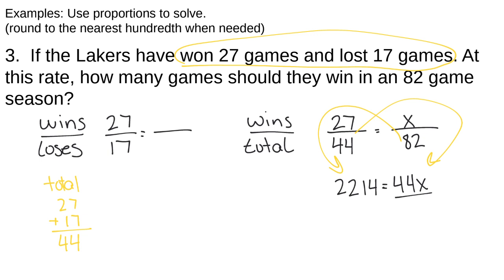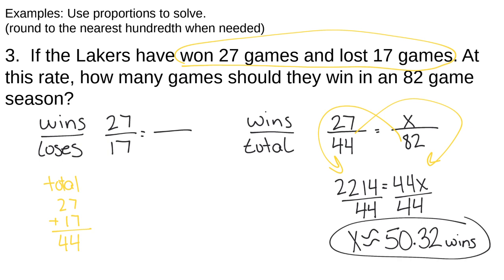We're going to solve for x by dividing over the 44. And this isn't going to work out perfectly, but we're going to be able to round to the nearest hundredth, like the directions say. And we're getting x is about 50.32. It says round to the nearest hundredth, so we would leave it at 50.32 wins, but effectively we're saying about 50 wins out of 82 games.